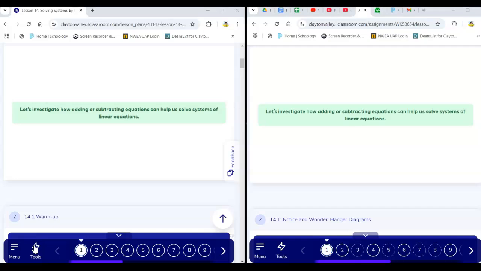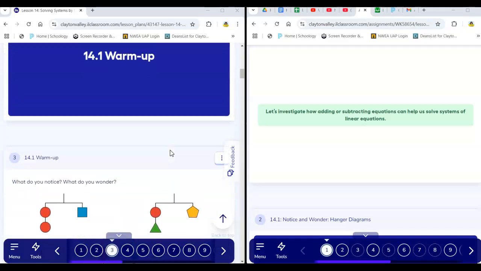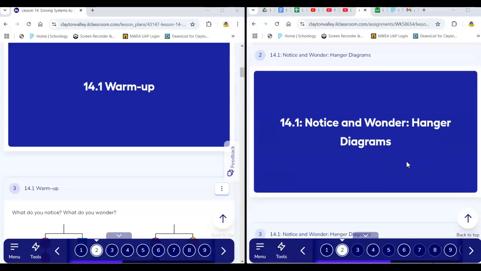Okay, so the goal for this lesson is let's investigate how adding or subtracting equations can help us solve systems. Okay, so you should know what a system is. Two related equations talking about the same situation from two different vantage points. Okay, and we're going to add them together. So how are we allowed to do that? Well, let's start with the warm-up. Now, I personally love these.